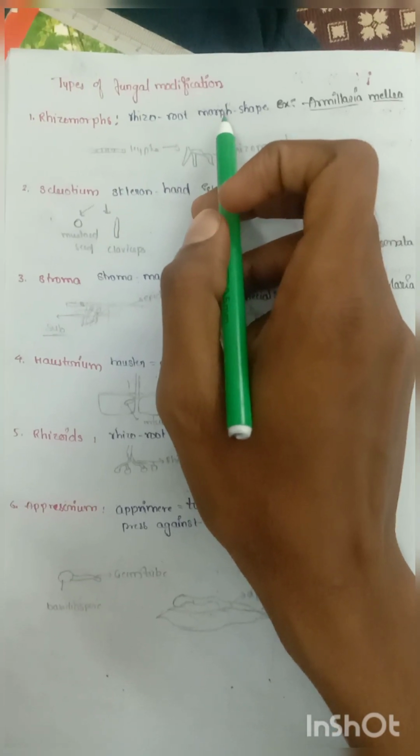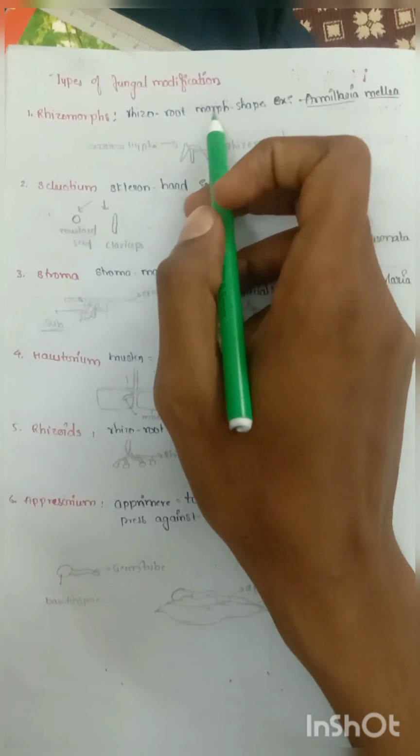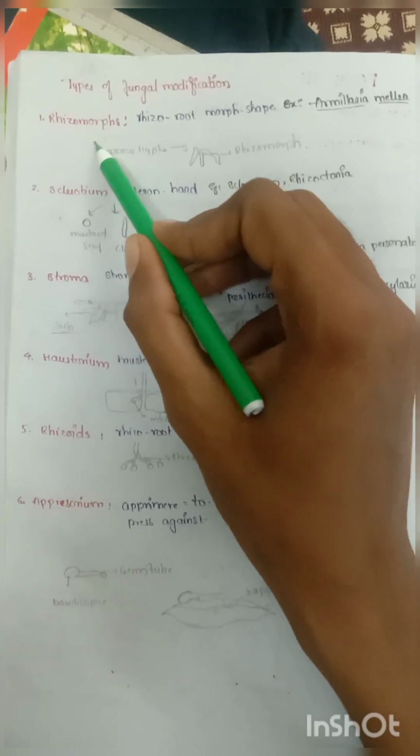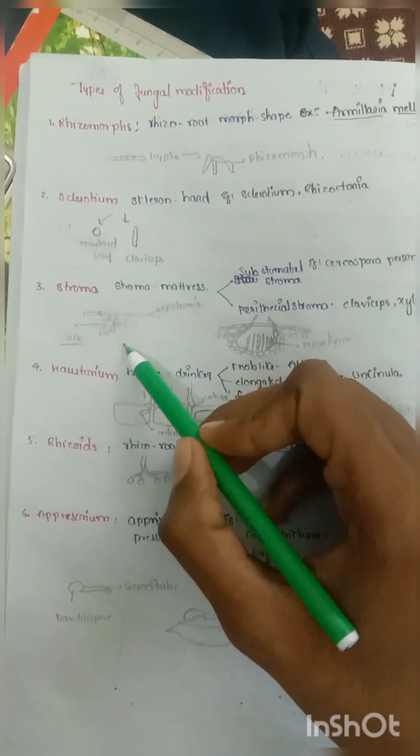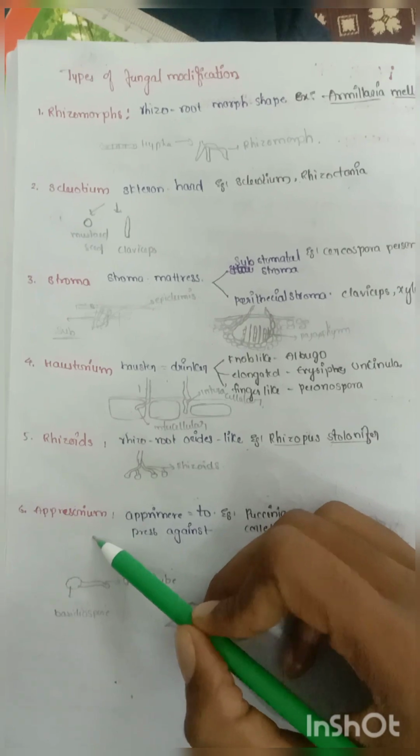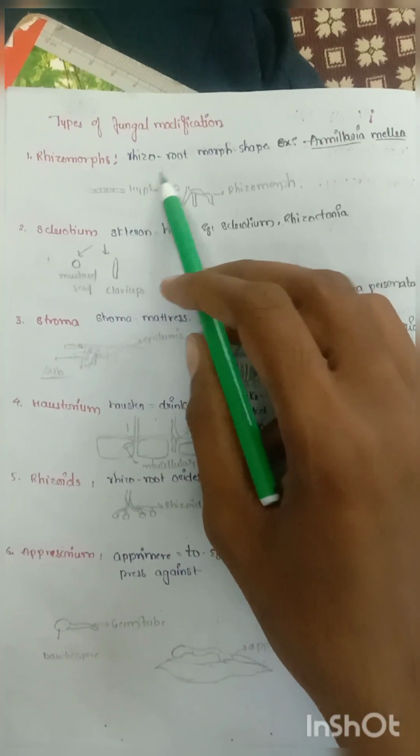Everyone, today we are going to discuss types of fungal modifications. In that, we are going to discuss the rhizomorphs, sclerotium, stroma, haustorium, rhizoids, and appressorium. And now let us discuss the rhizomorph.